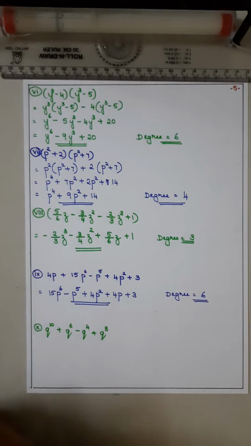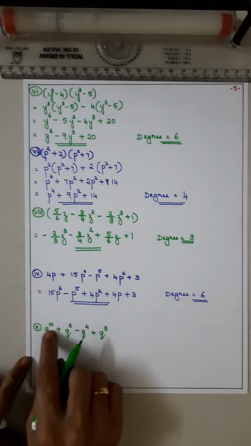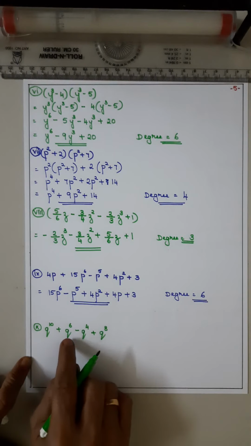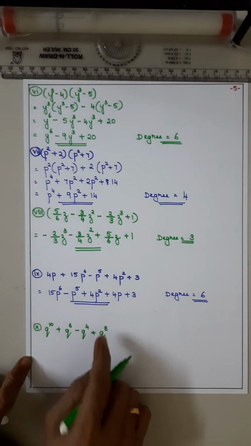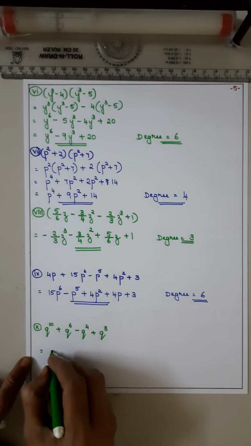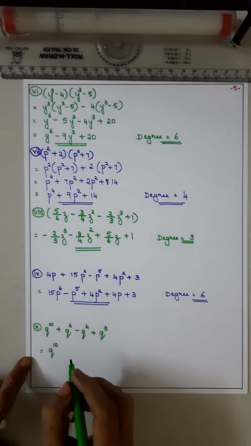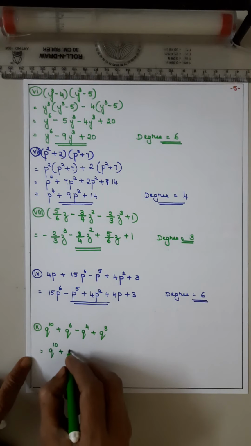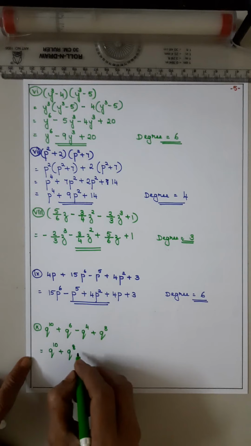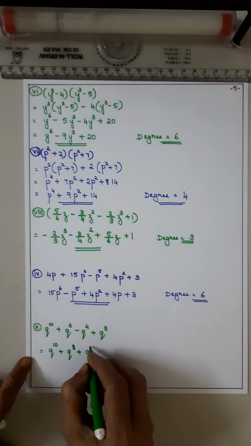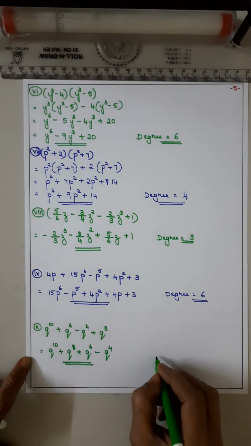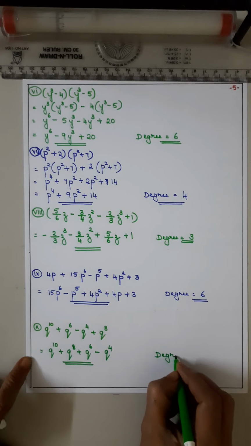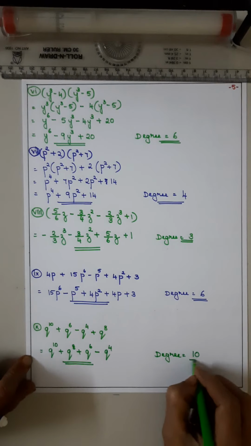Now coming to the 10th sum, it is 10 to the power 10, q to the power 10 plus q to the power 6 minus q to the power 4 plus q to the power 8. So q to the power 10 you write first, then it is q to the power 8, then q to the power 6, then q to the power 4. Degree is the biggest, 10.